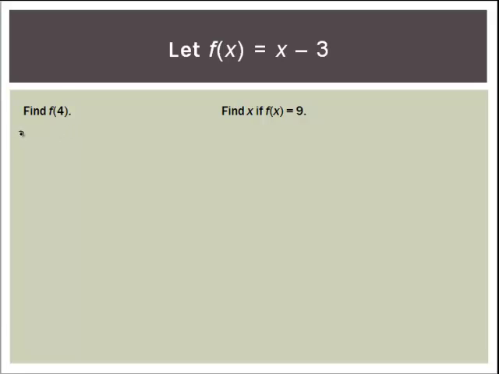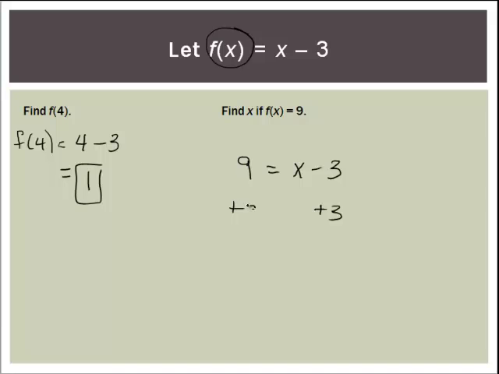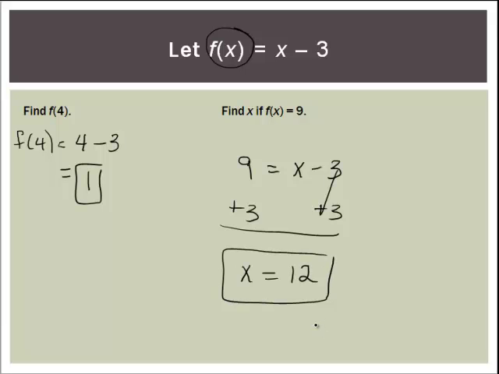So we want to find f of 4. F of 4 is equal to, replace the x with the 4. So we get f of 4 is equal to 1. Next one says find x if f of x equals 9. So we replace the f of x. 9 is equal to the square root of x minus 3. Add 3 to both sides. So we get x is equal to 12. So f of 12 is equal to 9.